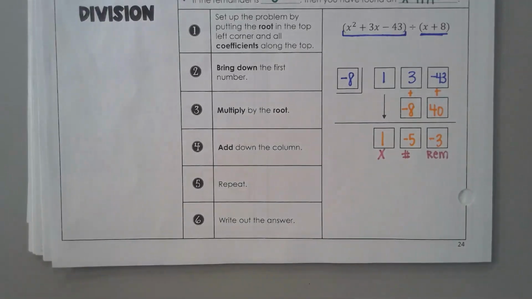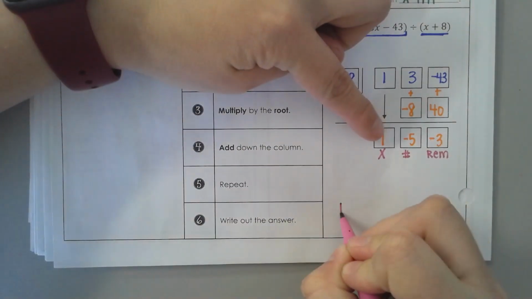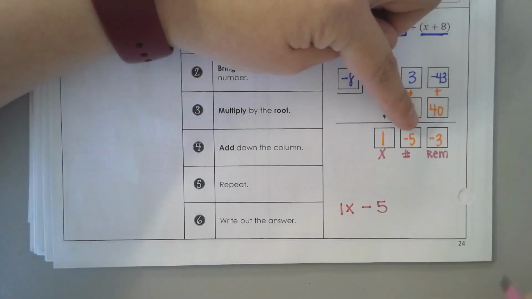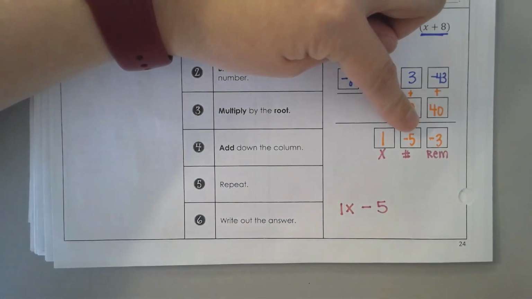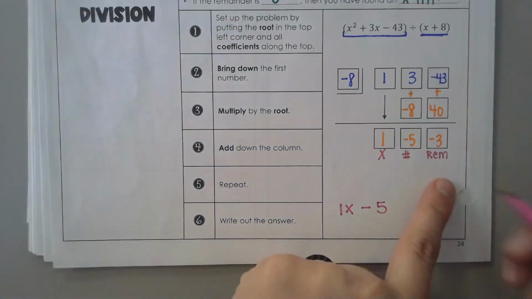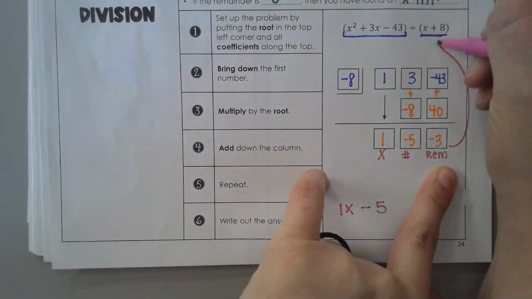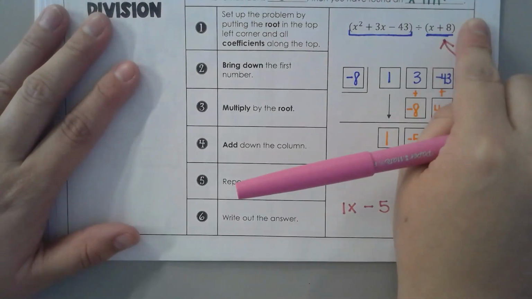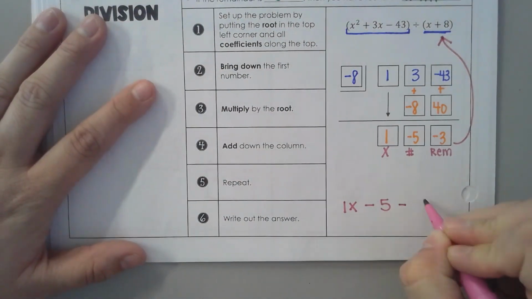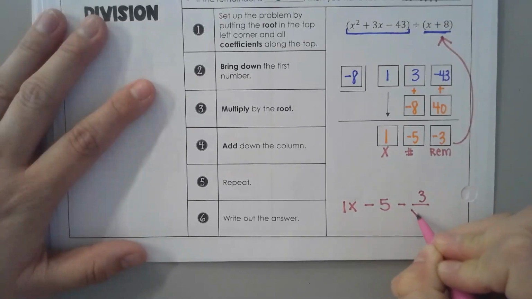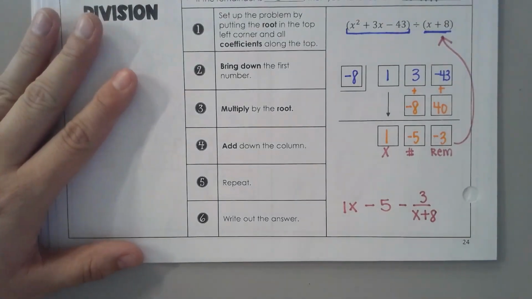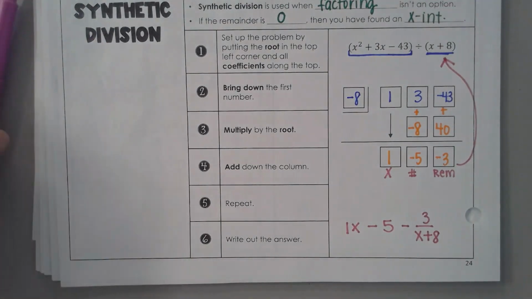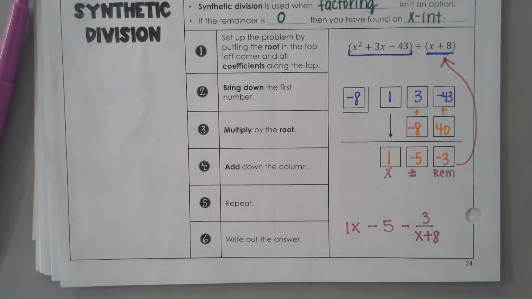And so we can write our answer as 1x minus 5. And then our remainder always goes on top of what we were dividing by. So it's going to be minus 3 over x plus 8. It is a process, but once you get that pattern memorized, you can do them pretty quick.